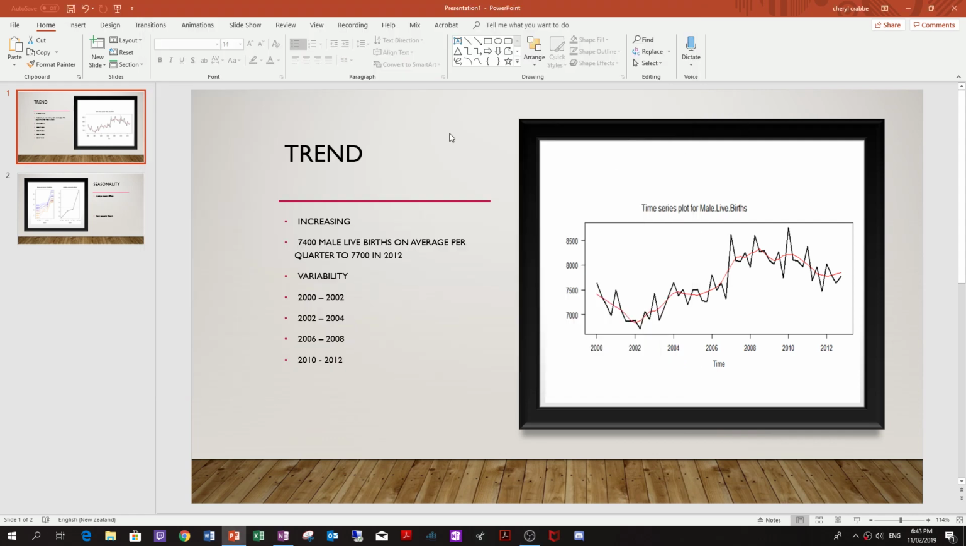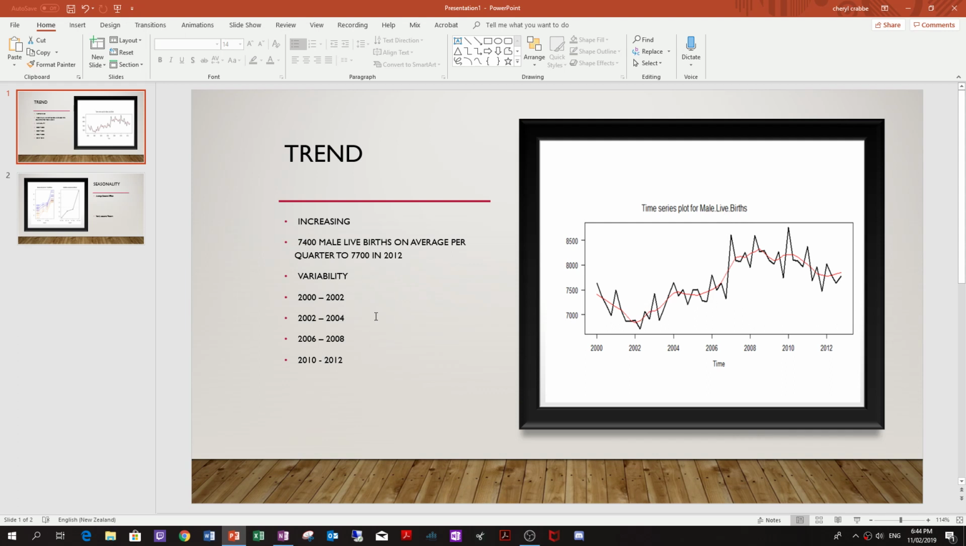Okay, we're just going to take a quick preview through what your PowerPoint is going to look like, or what it could look like. It's completely up to you as to what you do. But you're going to basically have a slide, and you're going to be talking about trend. You will put the picture up of your trend graph, your time series data, whatever it happens to be. This is male live births that we're dealing with here.